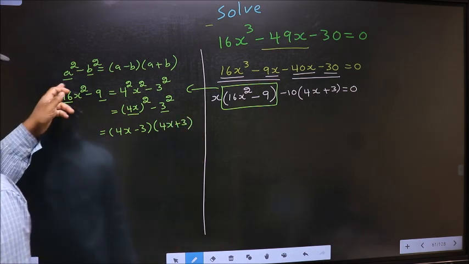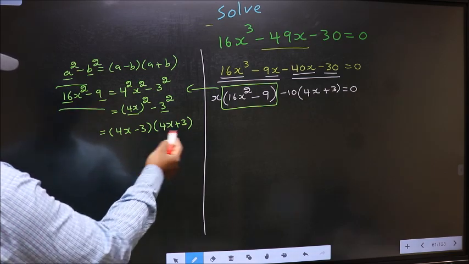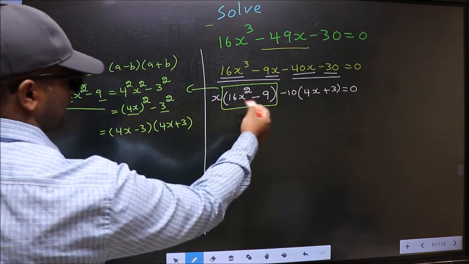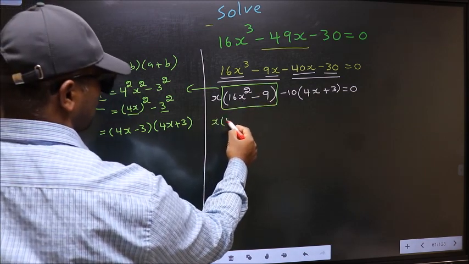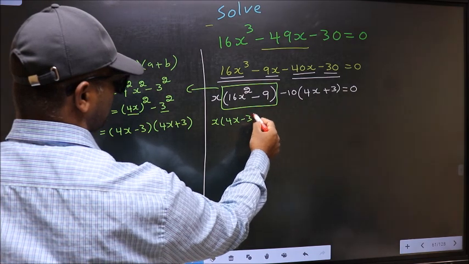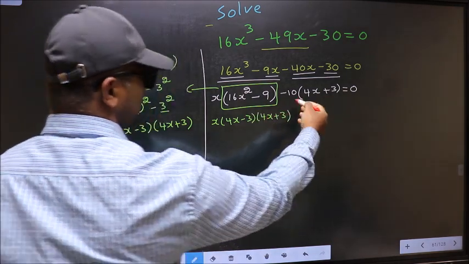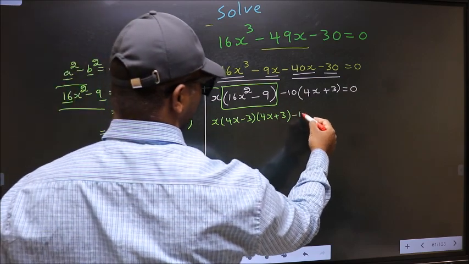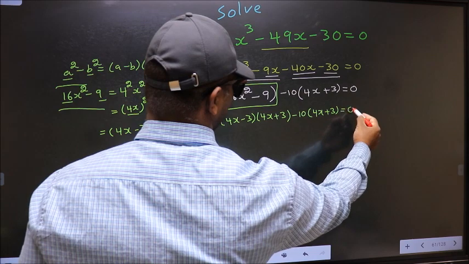Now in place of this quadratic we should write this over here. So this equation becomes x times 4x minus 3, 4x plus 3. This, no change, equal to 0.